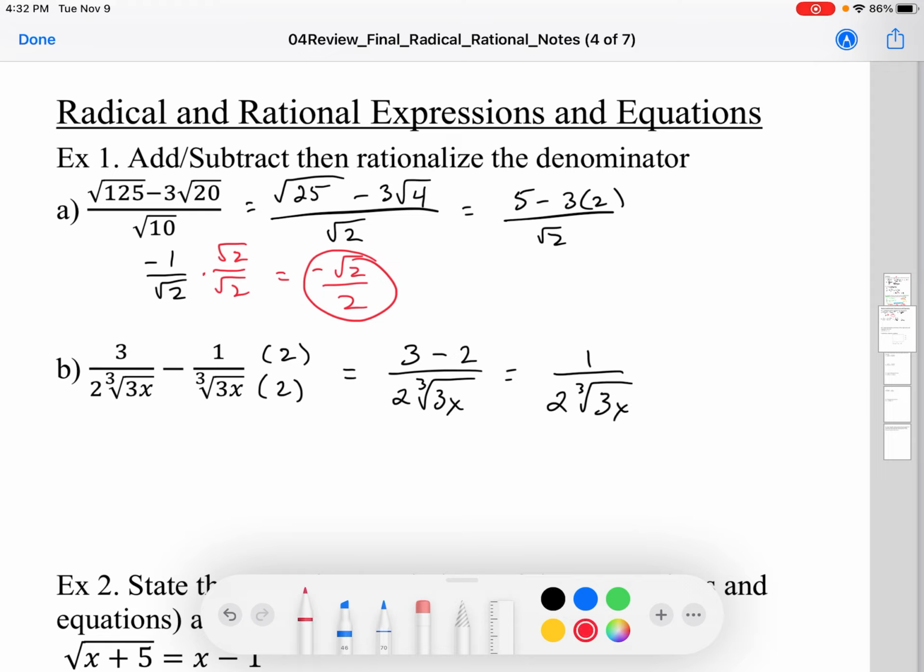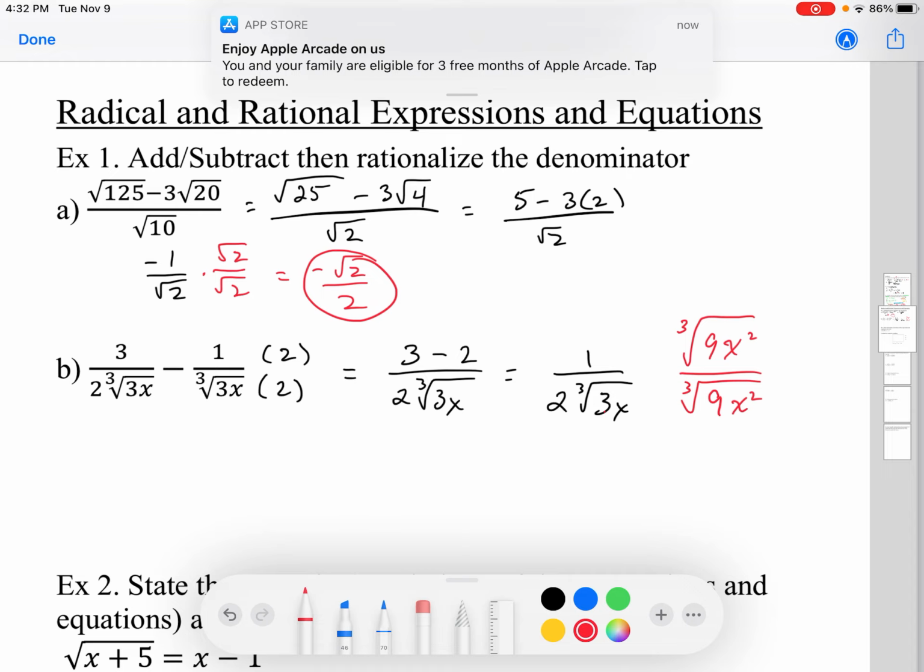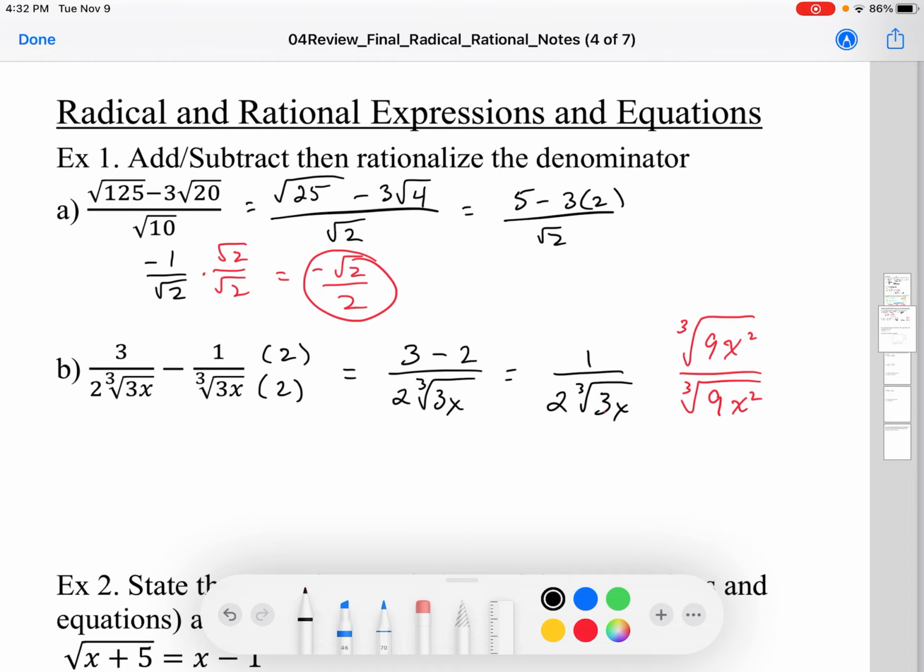Now, when we are rationalizing a cube, we need perfect cubes. So first of all, I need to have a cube index. And the perfect cube that goes with 3 is 27. So I need a 9 times 3 to give me my 27. To get x cubed, I need to multiply by x squared. And so there's the term that I need to multiply by to rationalize that denominator. And I need to do exactly the same on top. So as I do that, I can work this out.